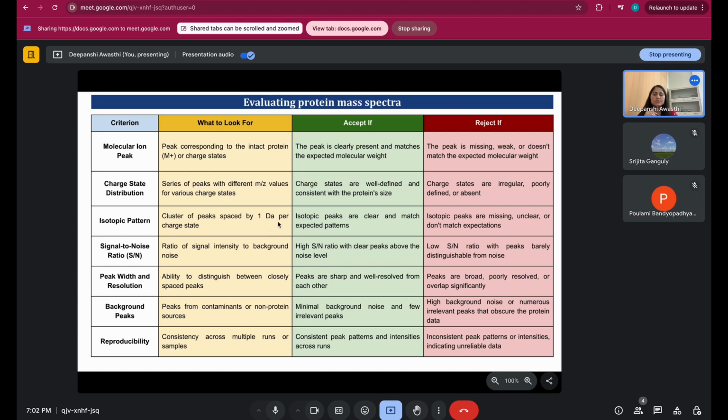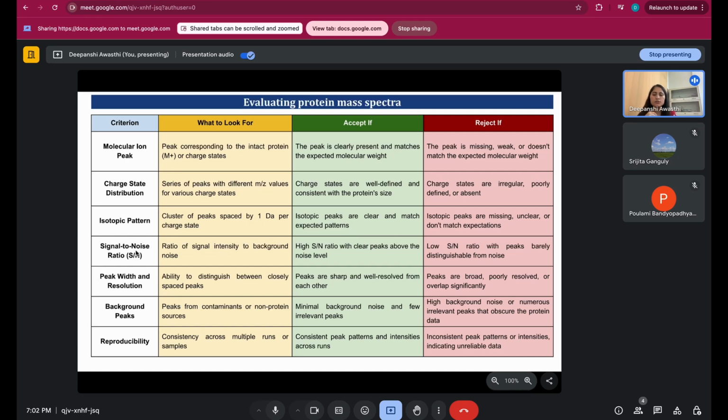Then comes the isotopic pattern: a cluster of peaks spaced by 1 dalton per charge state. In certain cases what you see is that two peaks are very close, just separated by 1 dalton. Those peaks can also arise due to isotopic differences. In cases where these peaks are clear and match the expected pattern, you can accept that peak, otherwise you should reject it.